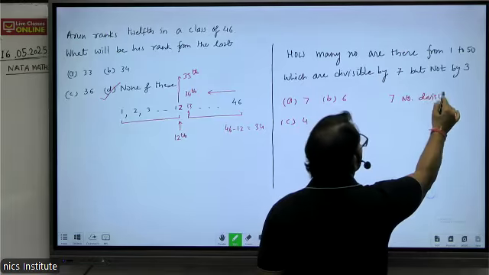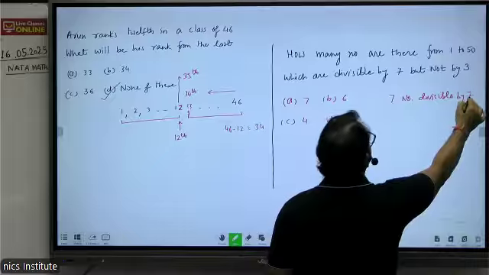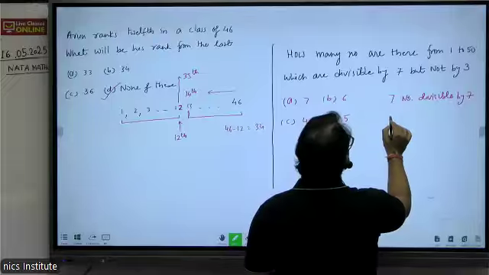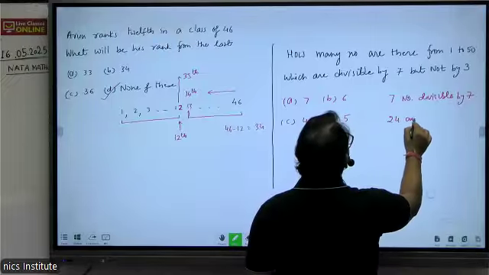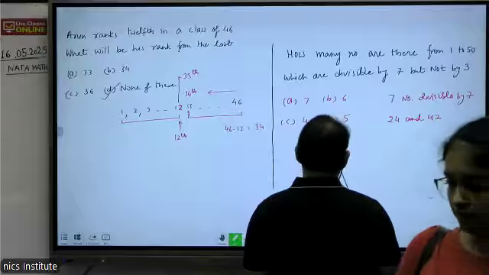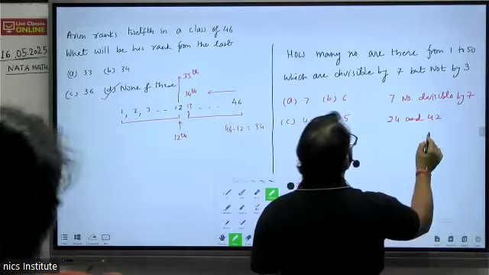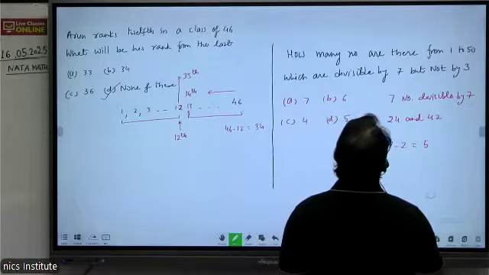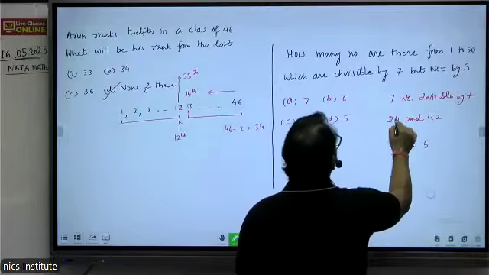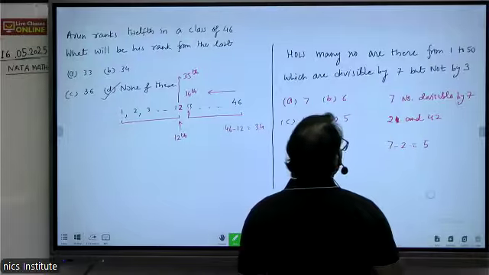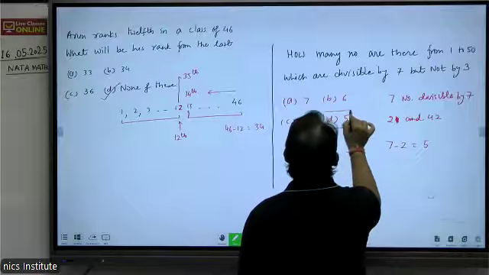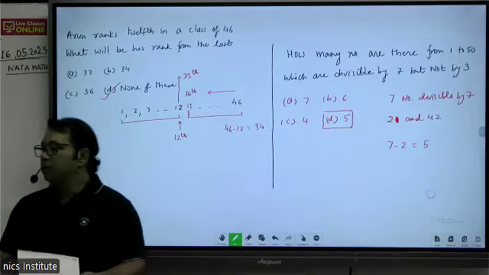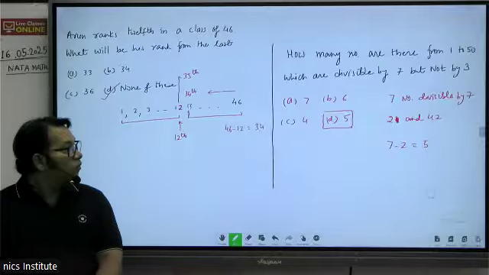divisible by 7. But out of those 7 numbers, how many are divisible by 3 as well? 21 and 42. So the answer is 7 minus 2. Sir, 21 and 42. Oh, sorry, 21 and 42. So the answer would be 5.